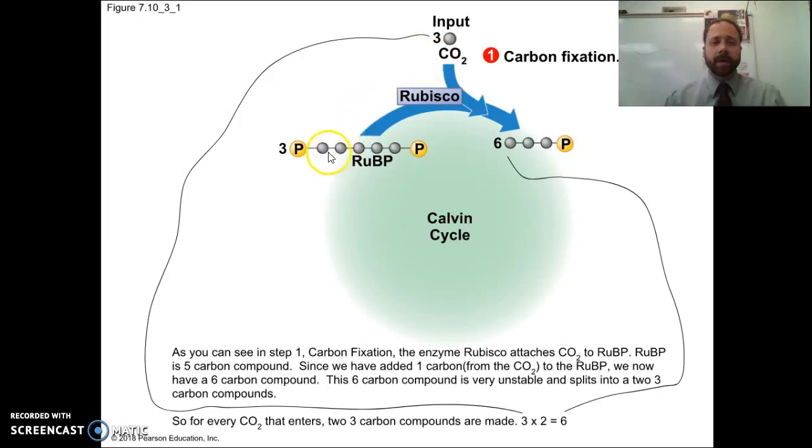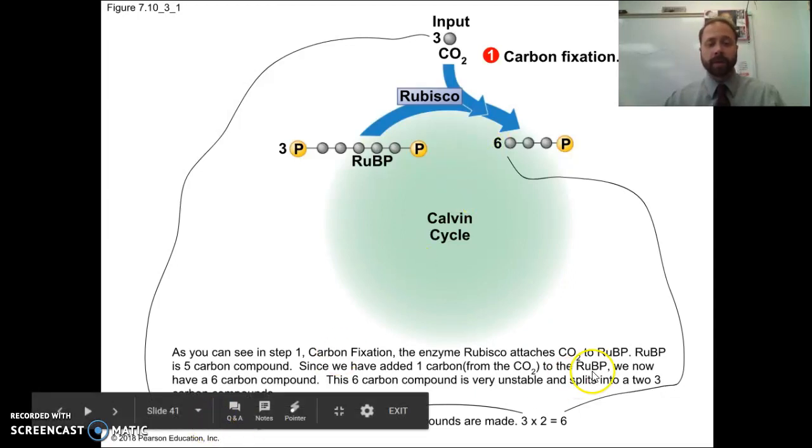So let's take a look here. We have 1, 2, 3, 4, 5 carbons. 5 times 3 is 15. If we add another 3 carbons, 15 plus 3 is 18. If we take a look here, we have 3 carbons here, so 3 times 6 is 18. As you can see, we're just rearranging the molecules here. Carbon fixation is taking carbon and fixing it onto another molecule. Since we have added that 1 carbon from the carbon dioxide to the RuBP, we now have a 6-carbon compound. This 6-carbon compound is very unstable, and so it will split into 2 3-carbon compounds.